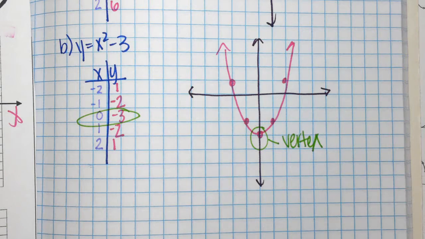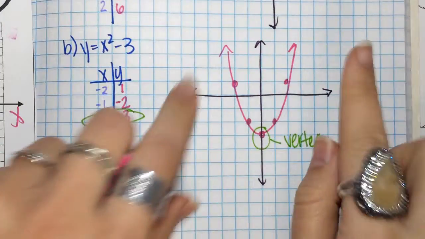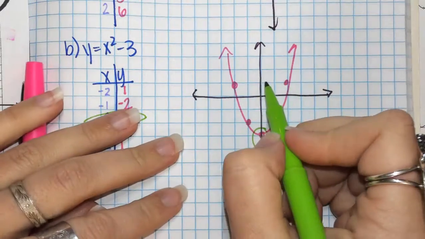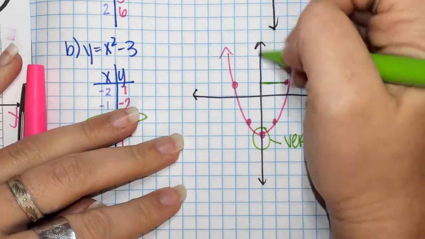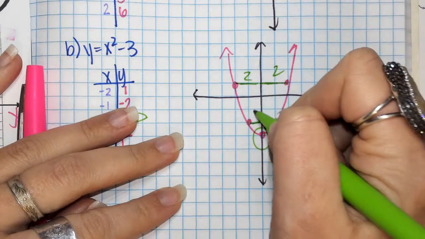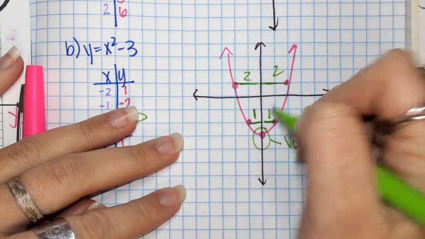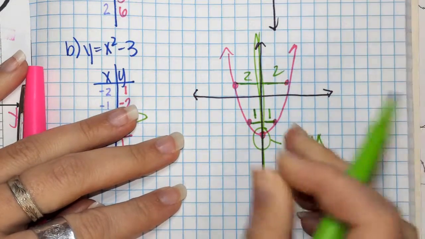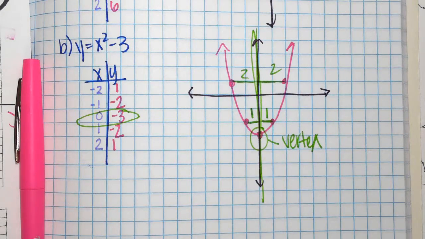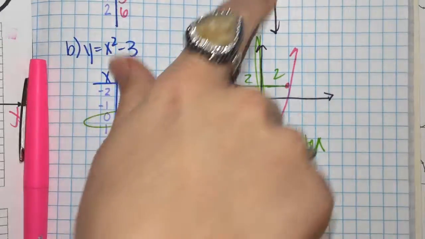Now, how do you think we could make our graph skinnier? Like, how could we make these points come closer together? How far apart are our points right here from the axis of symmetry? 2. Okay, and how about over here? 2. How about right here? 1, and right here? 1. Because this is our axis of symmetry. So how could we make it squeeze in or go wider? If we added 1, we move it up 1.